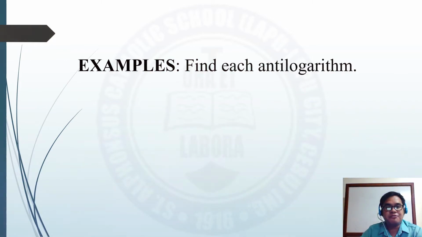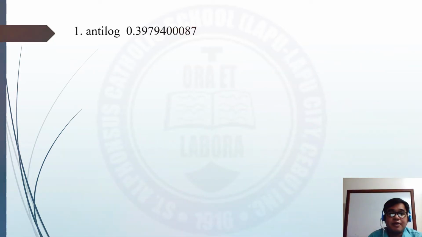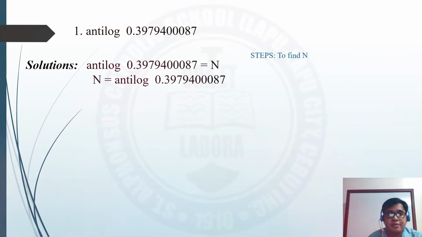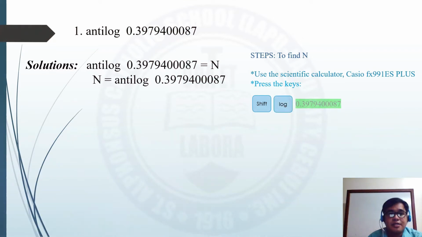For example, we need to find the value of each anti-logarithm. So this is the given, and here are the solutions. First, we are going to equate the given anti-logarithm with n, and then use the symmetric property of equality so that the known variable n is written at the left side of the equation, and the outcome will be like this. To find the value of n, use the scientific calculator and press the keys shift, log, and the given number, equals, and the answer is 2.5, and n is equal to 2.5.